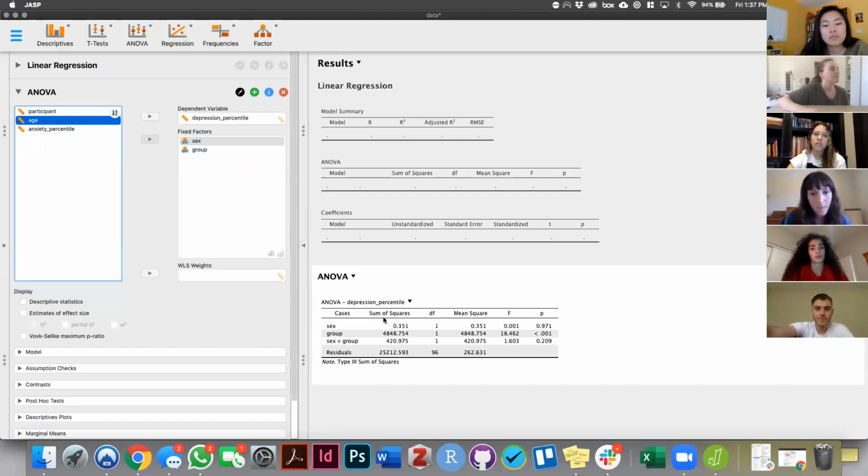Here we go. Yeah. Okay. Because we have 2 groups, we have sex and group, so we can do it. And we can see that there is an effect of group. There's not an effect of sex, and there's not an interaction between sex and group, I think.